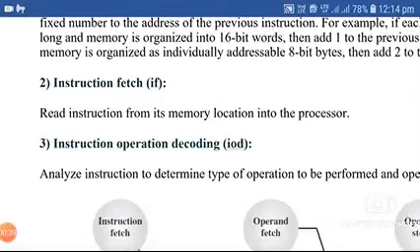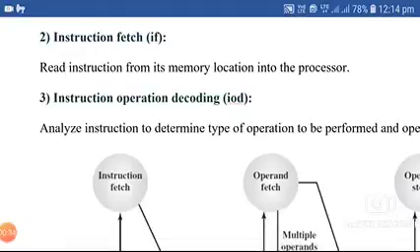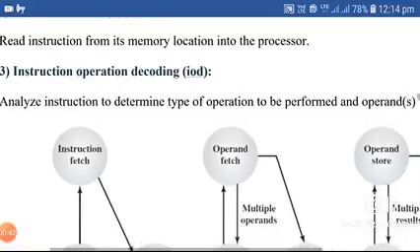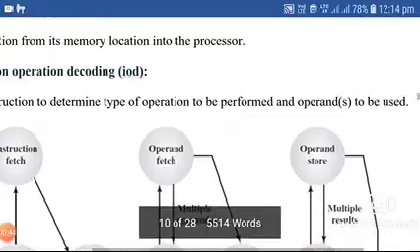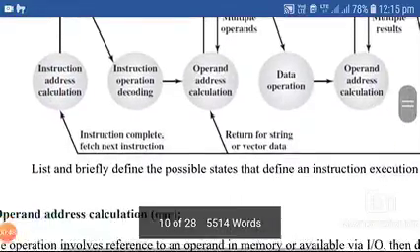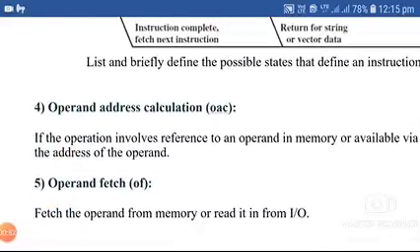Number 2, instruction fetch, IF: read the instruction from its memory location into the processor. Number 3, instruction operation decoding, IOD: analyze the instruction to determine the type of operation to be performed and the operands to be used. These things you can see in the diagram below. And next, number 4, operand address calculation.